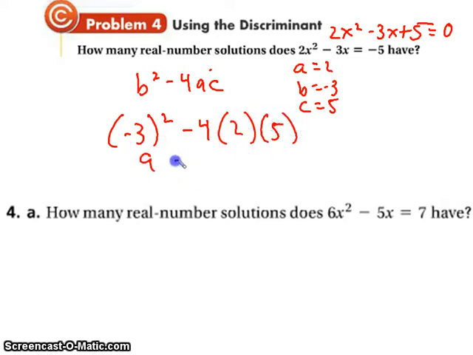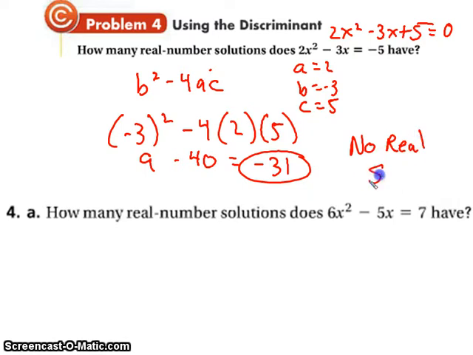So this is 9. 4 times 2 is 8, times 5 is 40, so that's minus 40, which gives us negative 31. Negative discriminant says no real solutions. Just a negative tells us immediately no. Positive, 2 solutions. 0, 1 solution. Negative, no solutions. Try that one on your own.